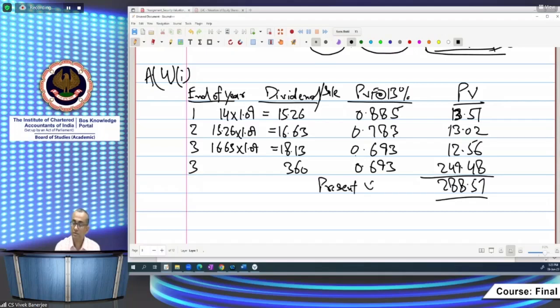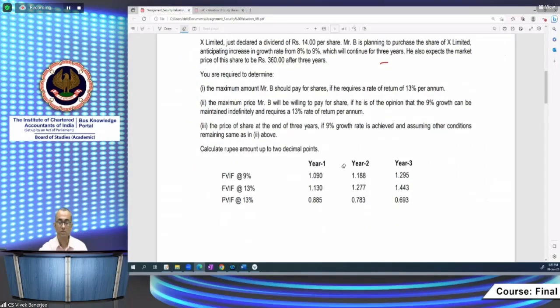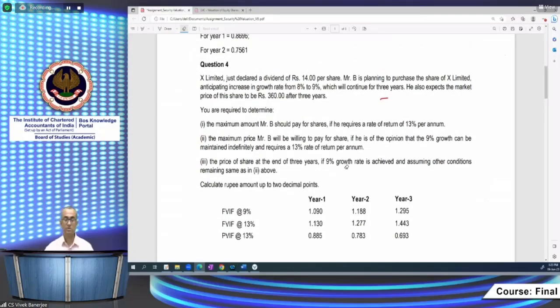So this is the present value. Okay. So first part is solved. Now come to the second part of your question. Come back to assignment again. Second part में what the question is saying?